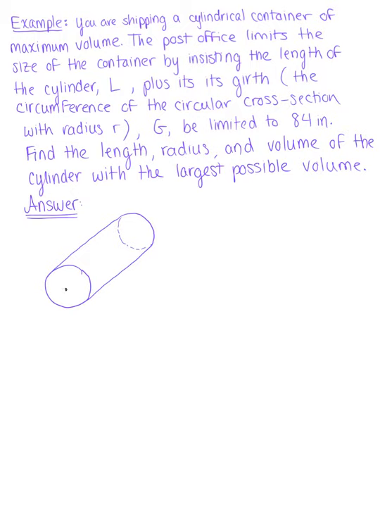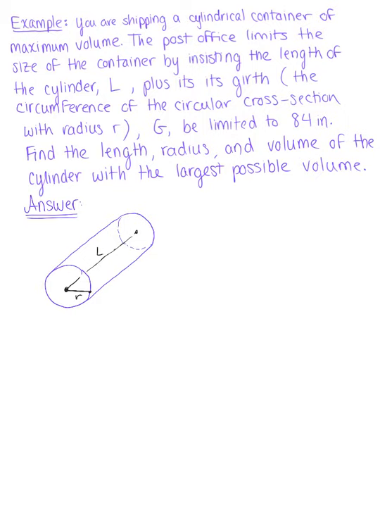So we know from end point all the way to end point, this distance here represents our length. And then we can even say that from the center point of either one of our circular ends, we can see our radius.